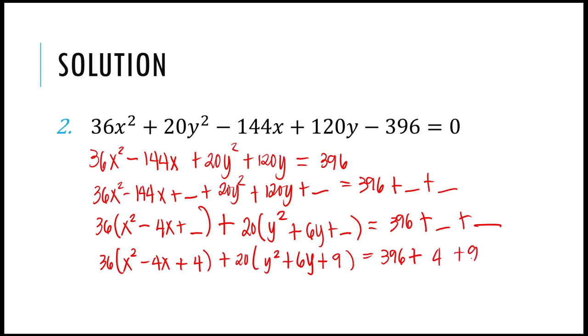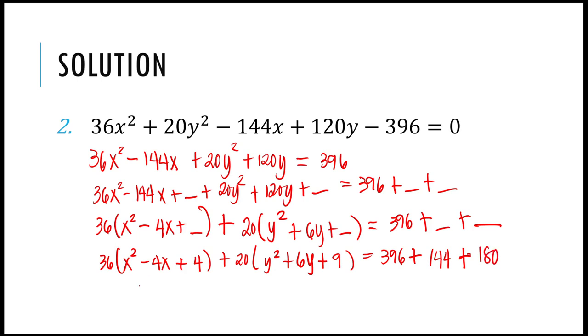Okay, huwag po tayong mag-add ng 4 and 9 because remember, nag-factor out po tayo ng 36. Nag-factor out din tayo ng 20. So actually, what we are adding on the left side is 36 times 4. So dapat yun po yung i-add natin dito sa kabila. 36 times 4 is 144. And then, dun sa y naman, ang in-add natin is 20 times 9. So, that is 180. We added 180.